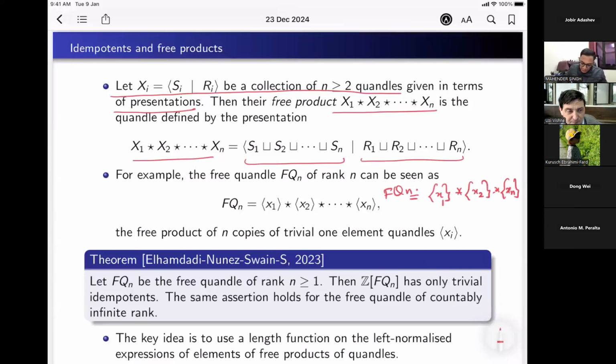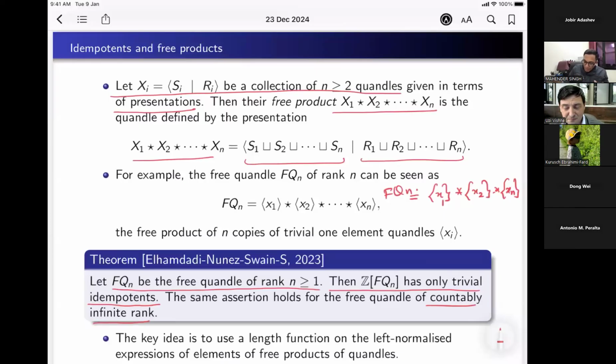And what we showed is that if you take a free quandle of rank n bigger than or equal to 1, then the integral quandle ring has only trivial idempotents. In fact, we use a version of the Nielsen-Schreier theorem, that any subquandle of a free quandle is free. One can actually show that a countably infinite rank free quandle will also have only trivial idempotents.